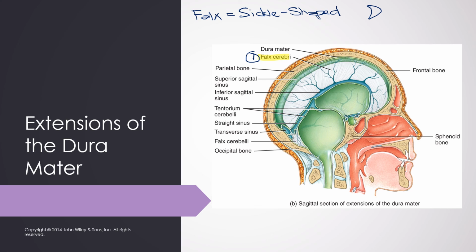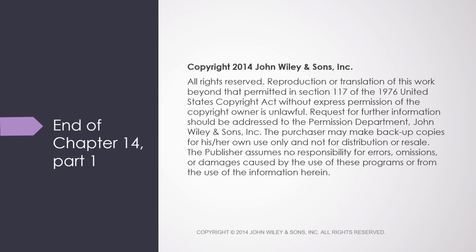The second dura mater extension is the falx cerebelli, and this separates the left and right hemispheres of the cerebellum. And then the third dura mater extension is the tentorium cerebelli, and this separates the cerebrum from the cerebellum. And that's going to be the end of chapter 14, part 1.